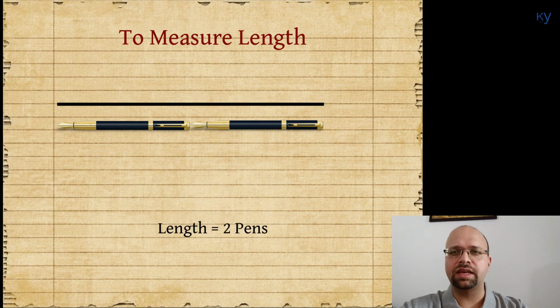So we can say that the length is 2 pence. That is how units work. We will use a number to tell how many of those reference units are needed to define the current measurement. So in this case, we need 2 pence to define the measurement of this line. So we say that the length of the line is 2 pence.